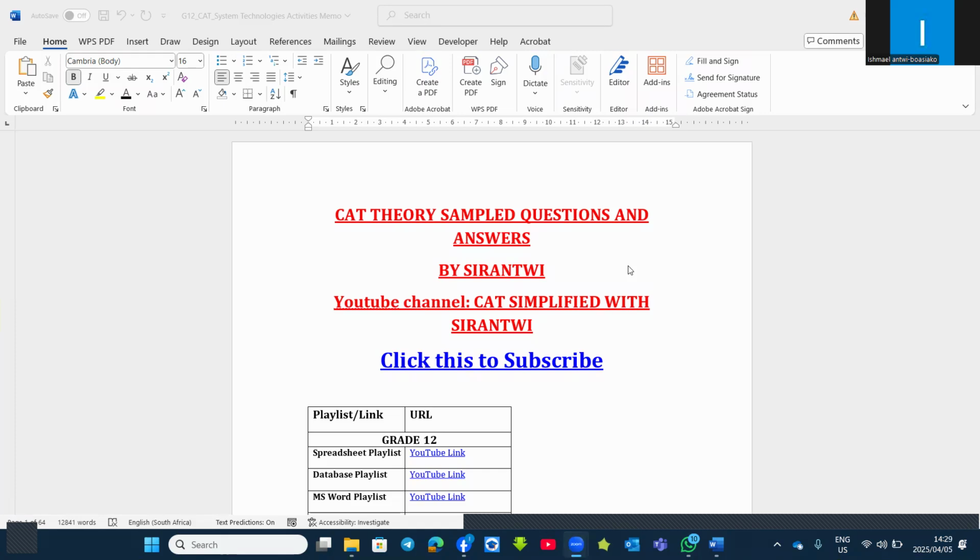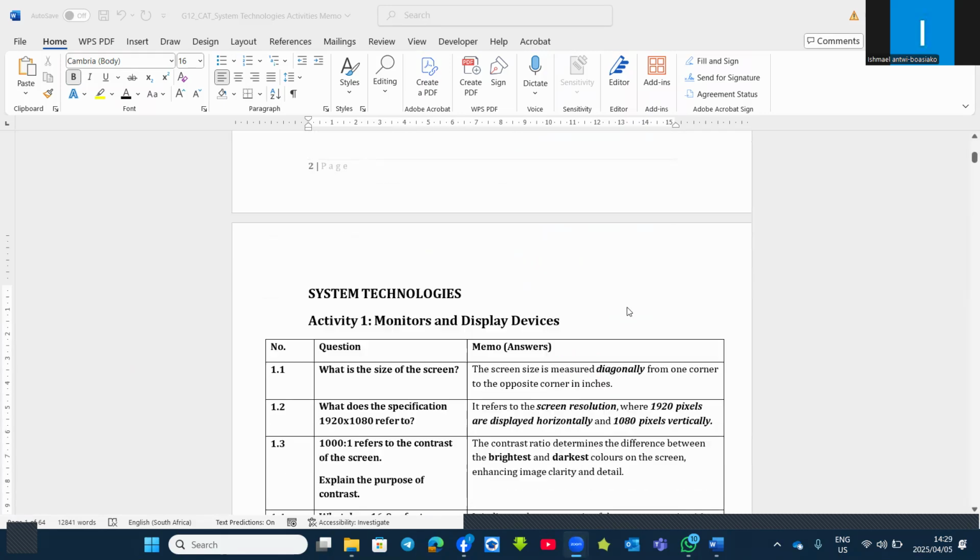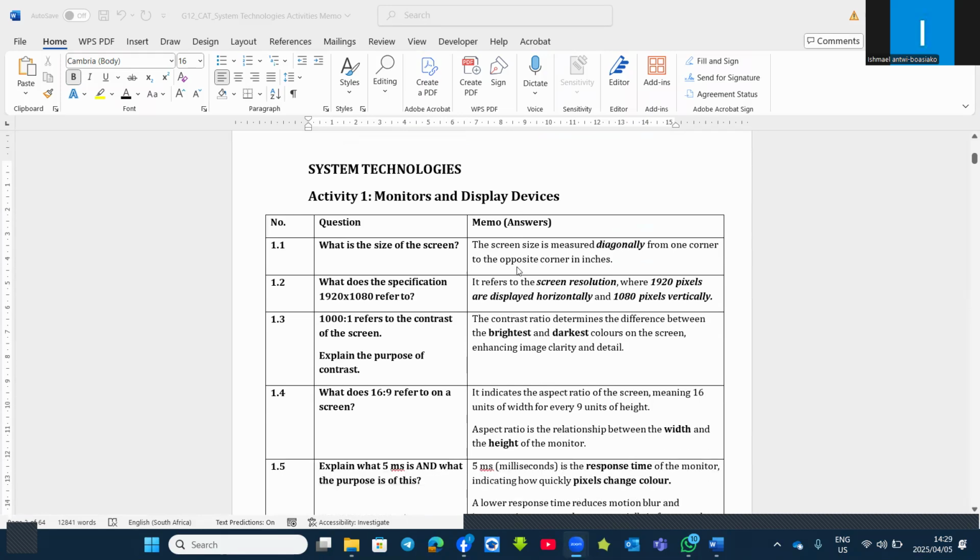Thank you. Now let's move straight to the first sampled question, which looks at monitors and display devices. Some of the questions I took from different previous question papers, and then the answers as well, showing how to answer them during the theory examination. Monitors and display devices are output devices. So let's take a look at some of the questions that you should be expecting.